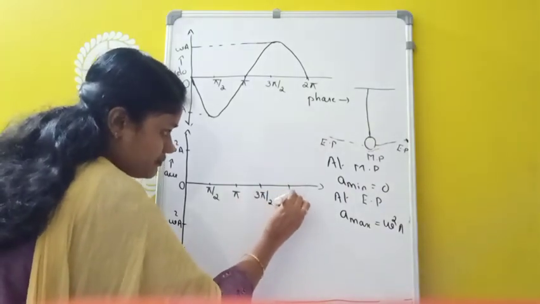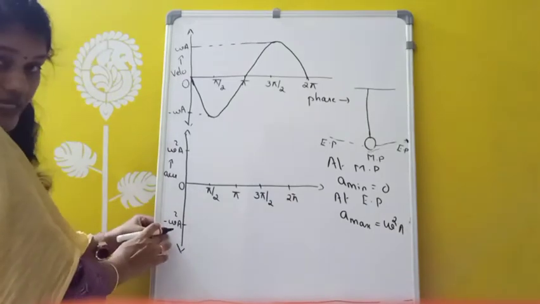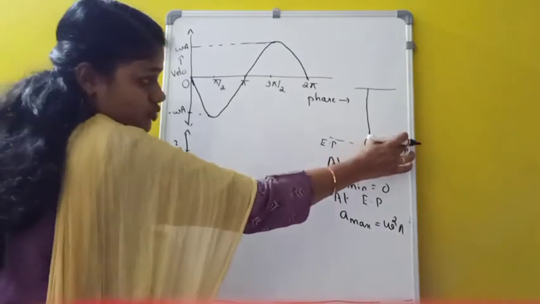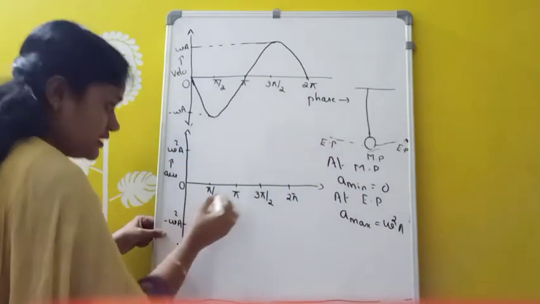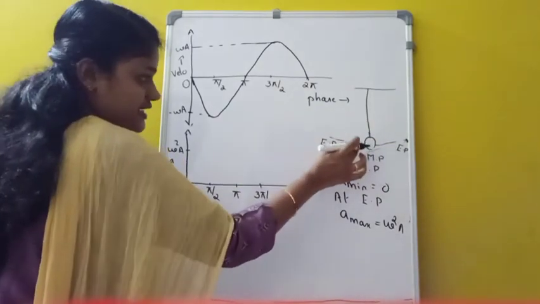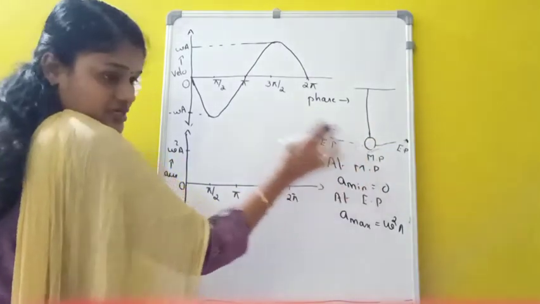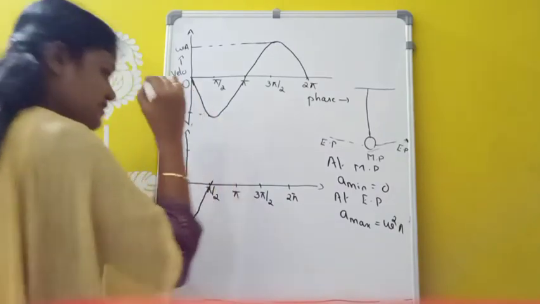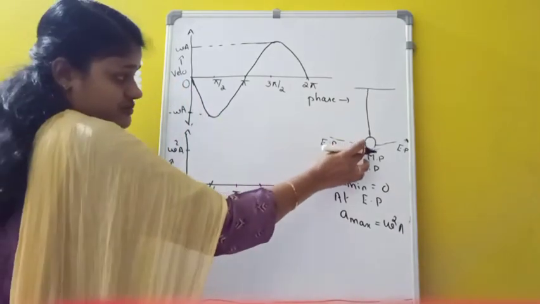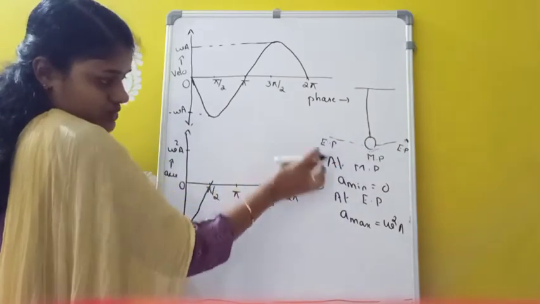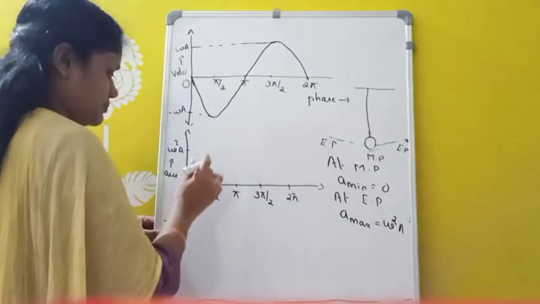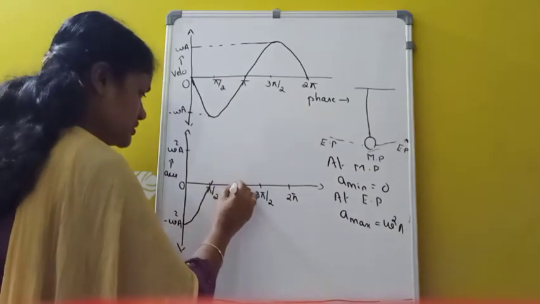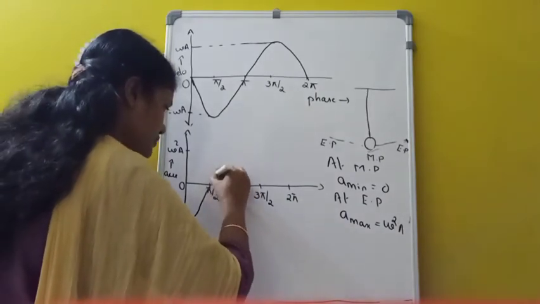And again 2 pi. So this acceleration is maximum in negative direction at this point. So it is starting from here. And when this body reaches the mean position, what about this acceleration? 0. So it is going to 0 first. Now again when this body reaches this position, what about this acceleration? Maximum, in positive direction. So at this point it is maximum.